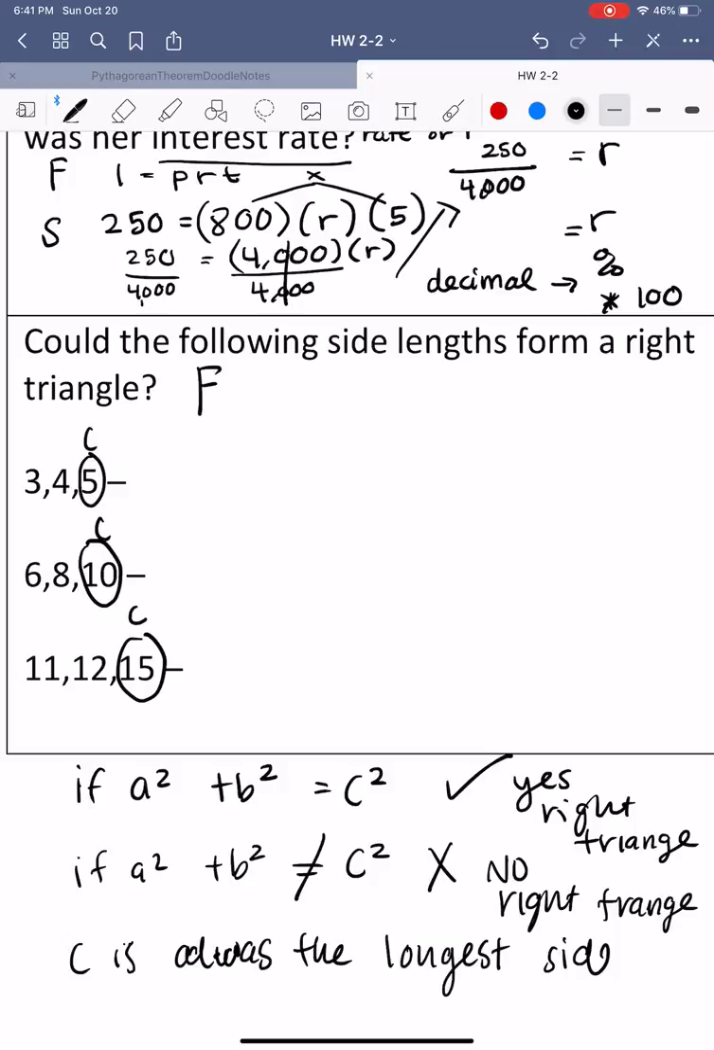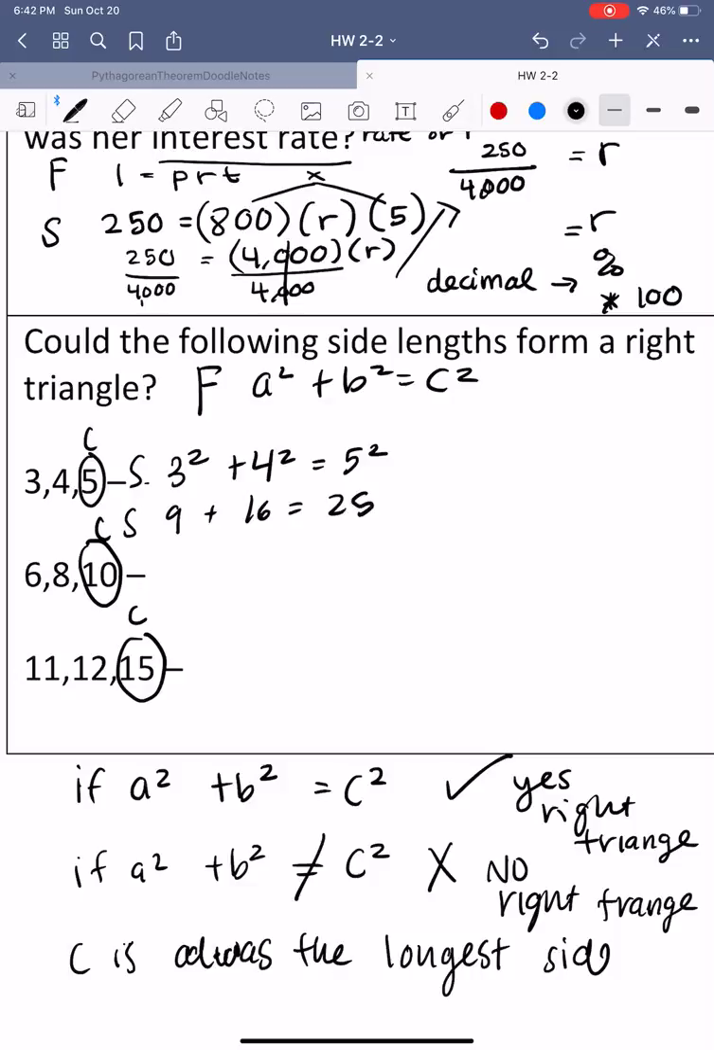Here's my formula. A squared plus B squared equals C squared. So as I substitute these in, 3 squared plus 4 squared equals 5 squared. So as I solve this one here, I have 9 plus 16 equals 25, and then determine yes or no. So I'll let you look at those ones.